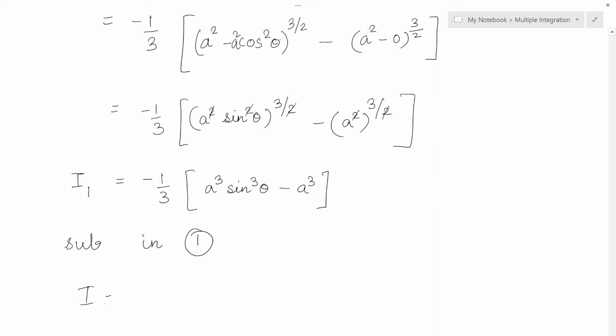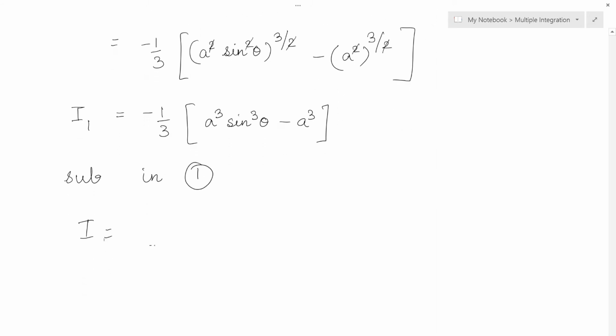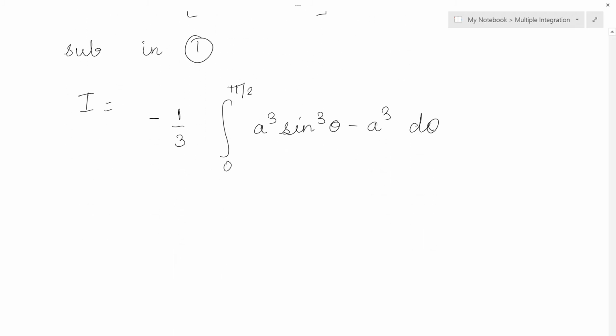So my final integration I will be minus 1 by 3 whatever I have, and the limits now are 0 to pi by 2 because it says only upper half, right? And whatever answer of I1 I have got, that I will substitute over here. So this is the answer of I1 I have got. Okay, so now we will integrate this. So a cube is constant. You can take that a cube outside the integration, right?